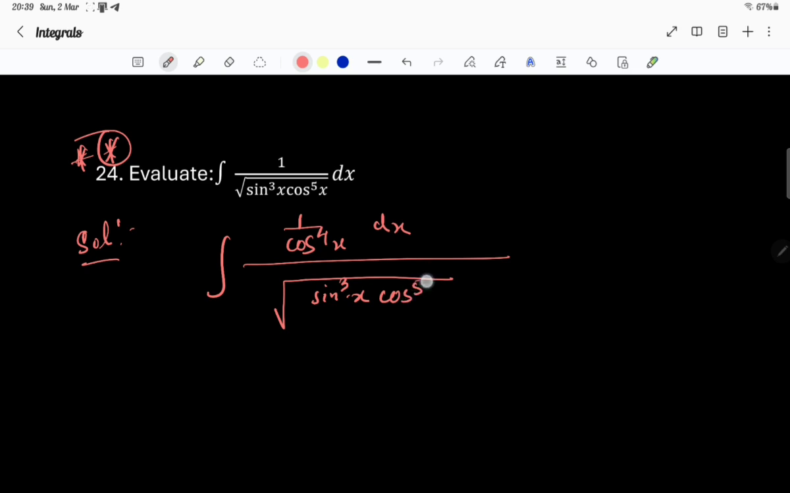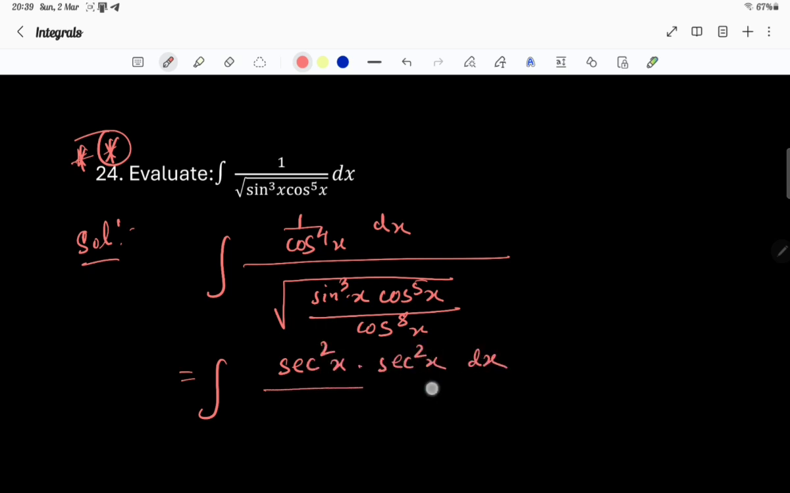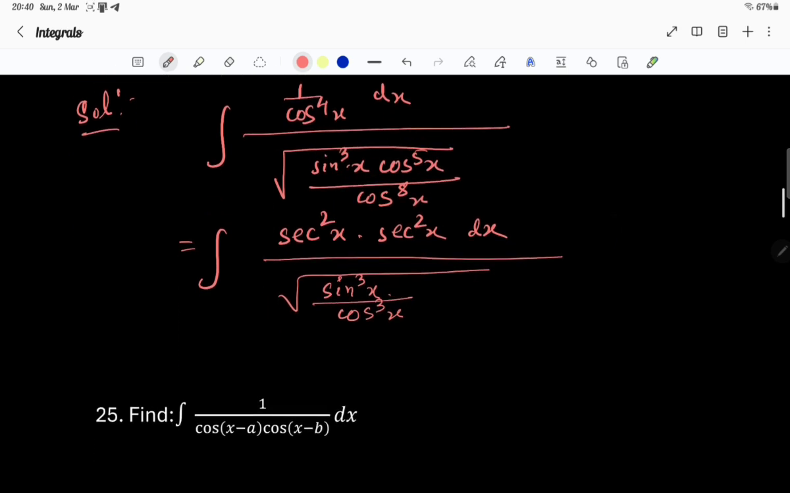Cos to the power 8. No, cos to the power 8 will come. So in the numerator it is coming sec to the power 4x. So you can write sec square x into sec square x, dx divided by square root of sin cube x by cos cube x. Is it coming? Sin cube x by cos cube x.